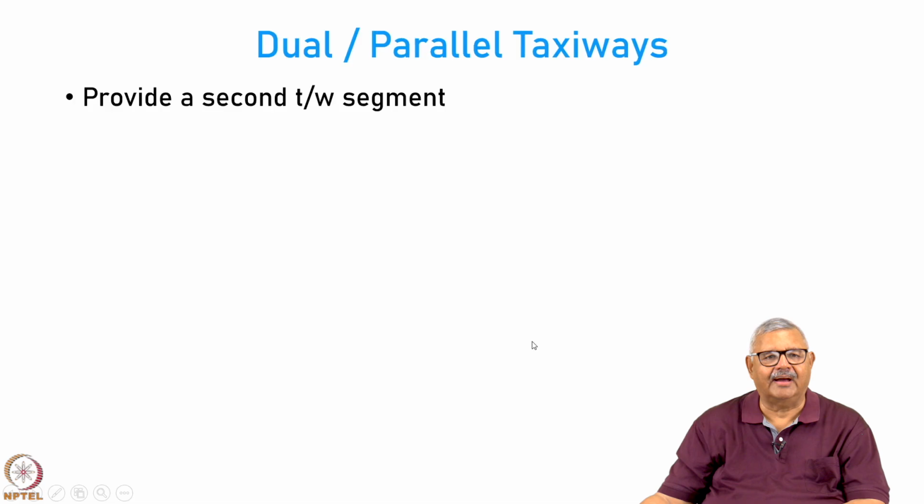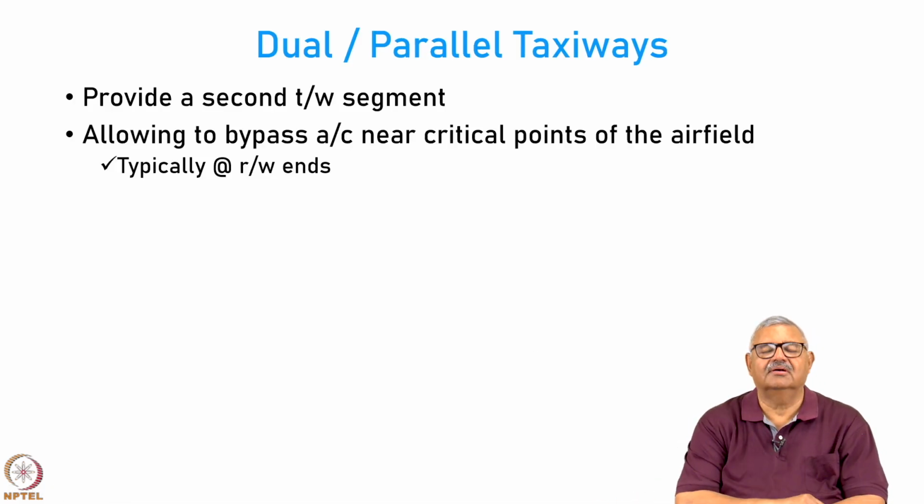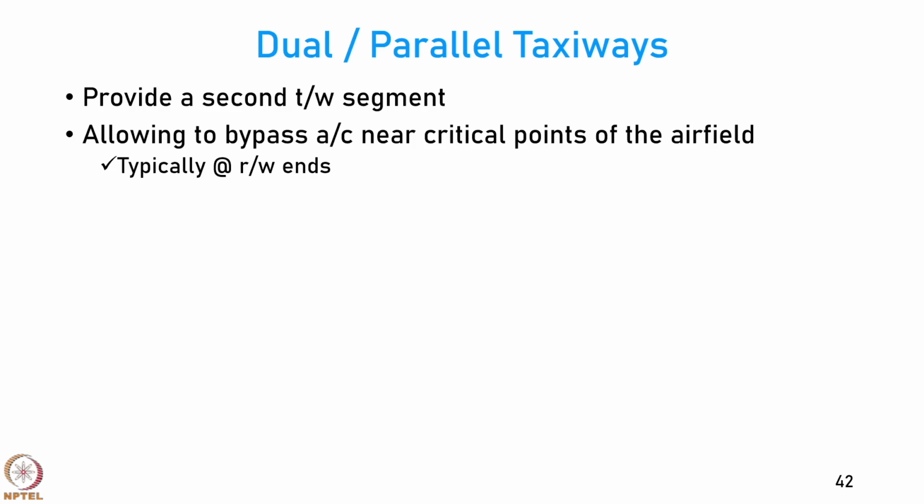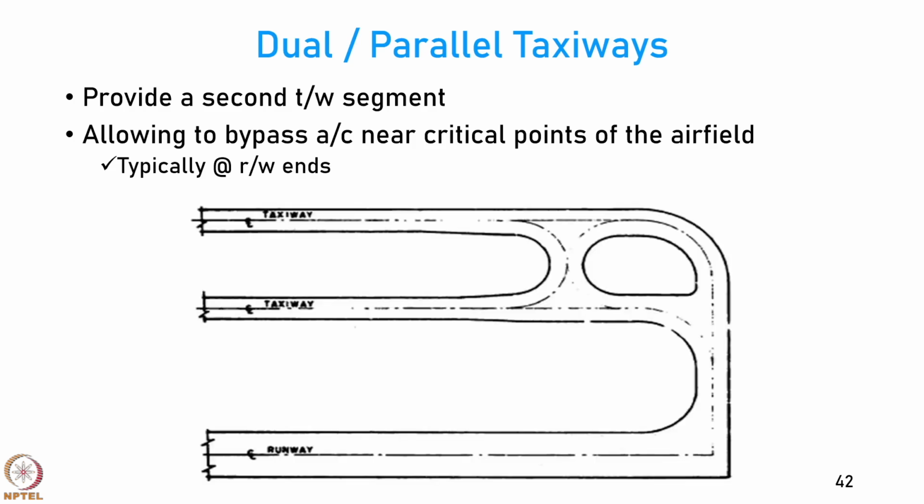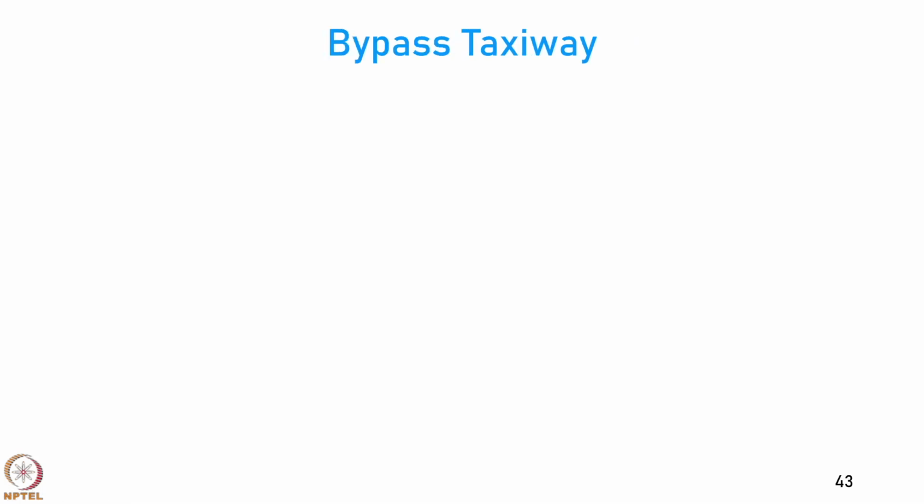Then you have dual or parallel taxiways, which provide a secondary taxiway segment. This allows the aircraft to bypass near critical points, typically at the runway end. So, you can notice you have two taxiways here which are parallel to each other, and there is one runway here. Aircraft can come from this runway and come this way, and there can be two aircraft taxiing. When this aircraft goes here and continues, this aircraft can continue this way. By the time this aircraft takes off, the other one is already coming here. Such parallel or dual taxiways are required at busy airports to have higher throughput.